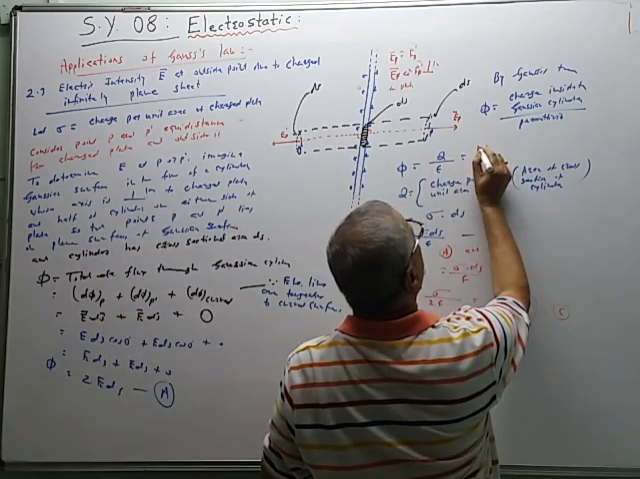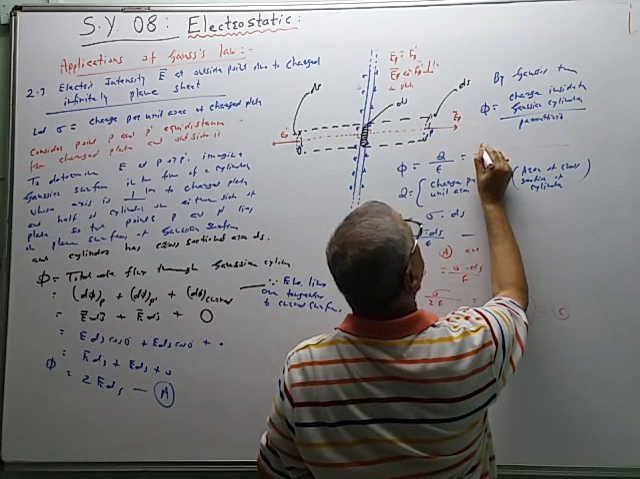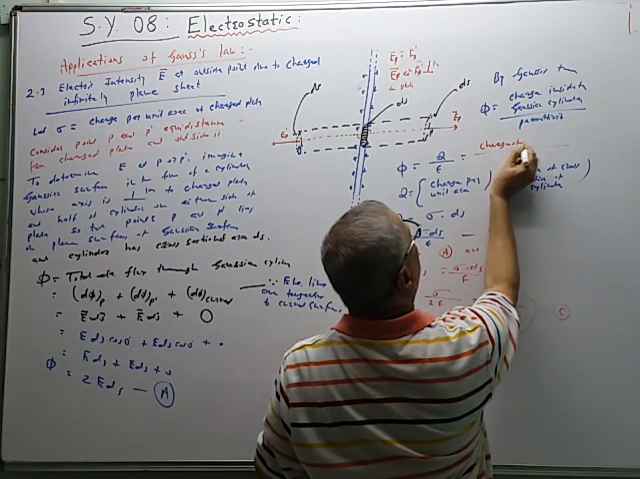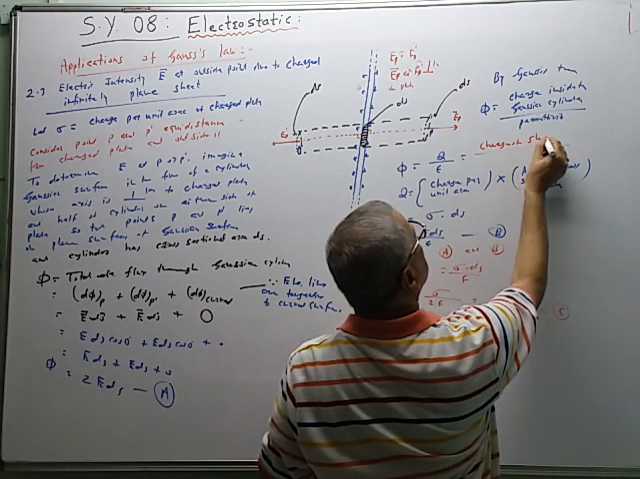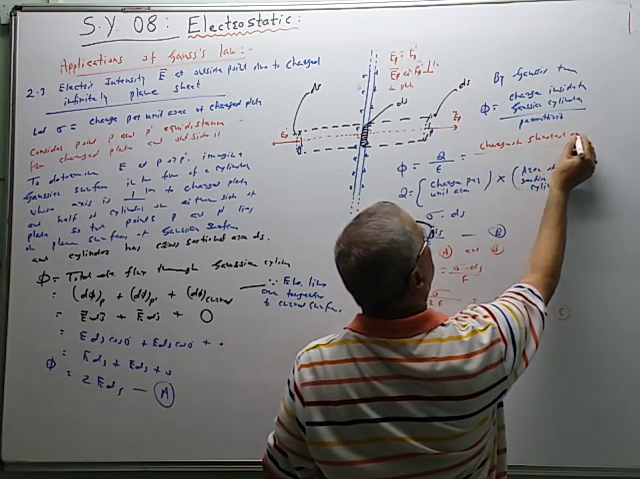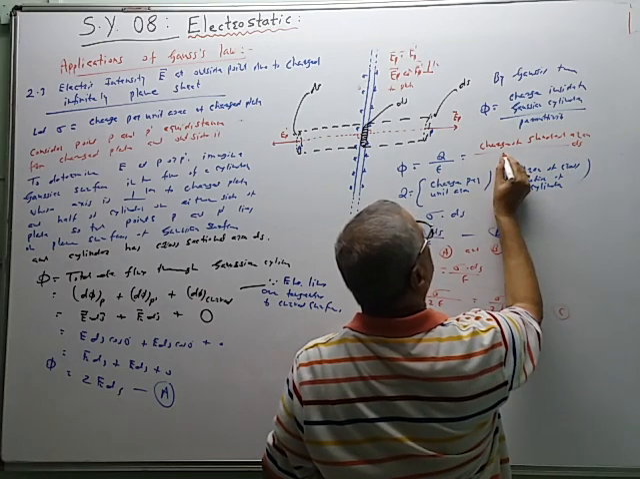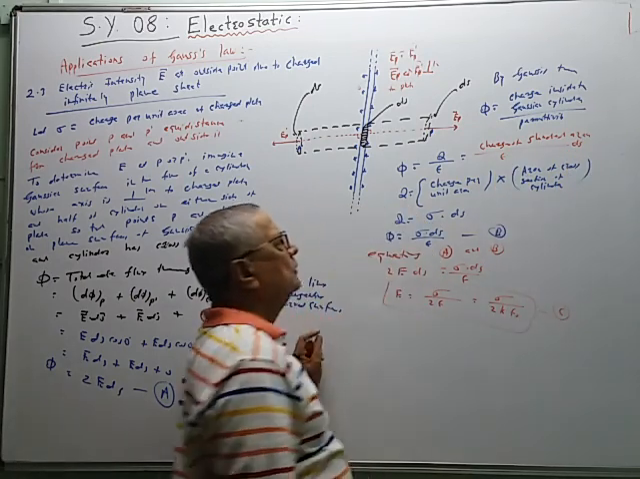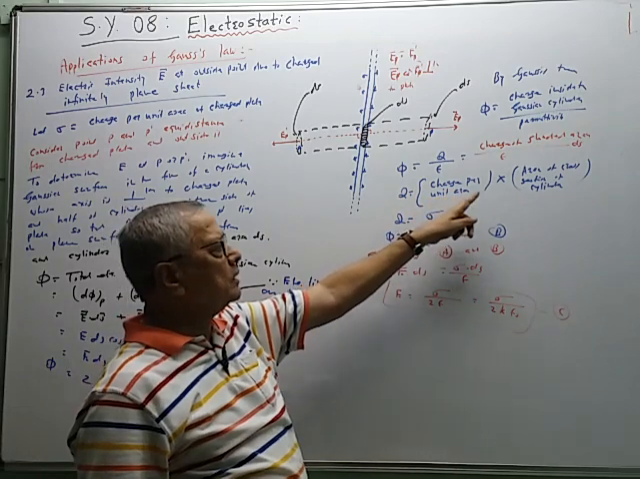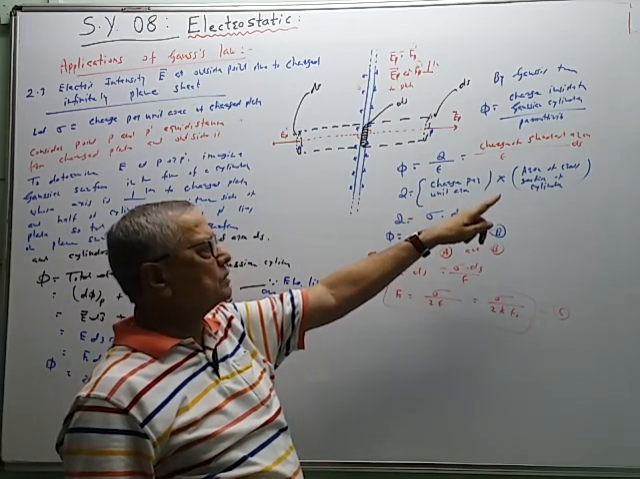So Q is equal to the charge on the shaded area ds upon epsilon. And therefore Q is equal to charge per area multiplied by the area of cross section of the cylinder.